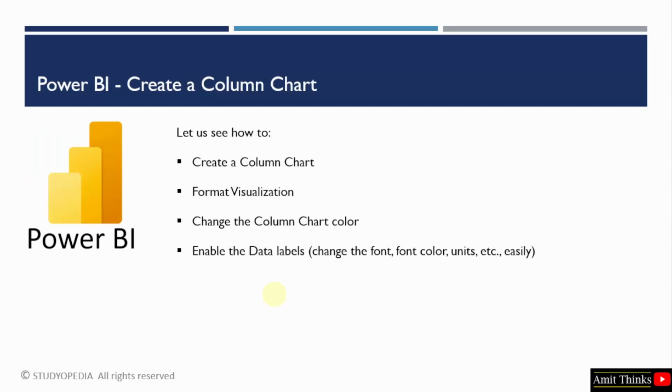Here we will see how we can create a column chart. Then we will also learn how to format it. We will also change the column chart color and enable the data labels. We would also see how to change the font color and units easily. Okay. Let us see the example.